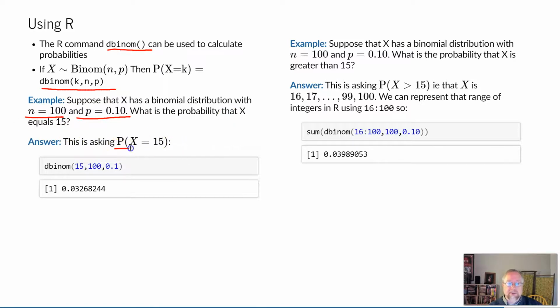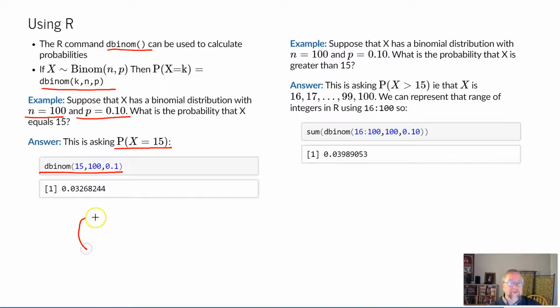So we're asking, what is the probability that x equals 15? So k is 15. There's our 15. Now n was 100 and p was 0.1. And so R just calculates it for us directly. Now you could do it yourself if you want, right?